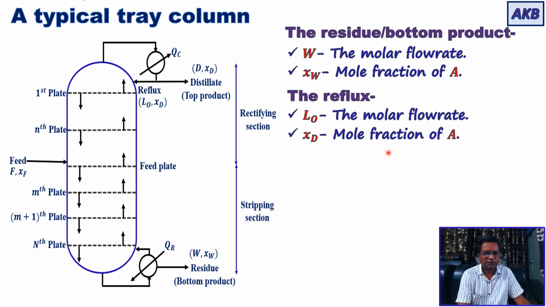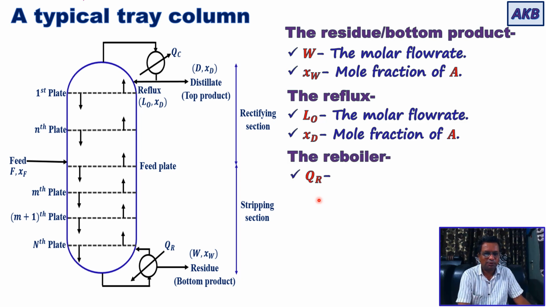So you must have noticed that the mole fraction of A in the reflux is the same as that in the distillate, because after condensing, the condensate is simply divided into two fractions. So both the fractions will have the same composition. That's why in reflux also the mole fraction of A will be XD.